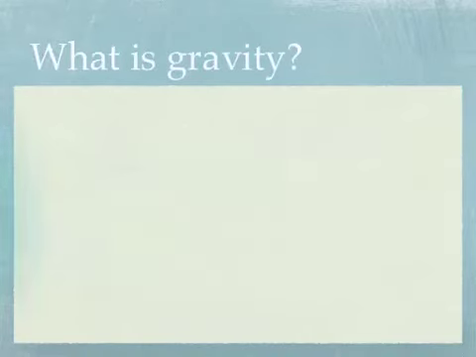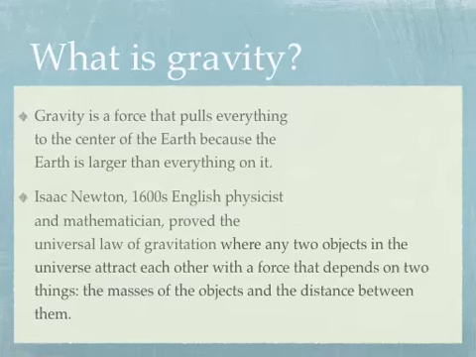So let's talk a little bit about what gravity is. Gravity is a force. And it's a force that when we're standing on Earth, it pulls everything to the center of Earth. And that's because Earth is larger than everything on it. So when we look at gravity and gravitational pull, we're really looking at the mass between the two objects. The Earth's mass is huge compared to my mass. So I'm going to be attracted to the Earth. I'm going to stick to it. There was this dude called Isaac Newton, and this was in the 1600s.